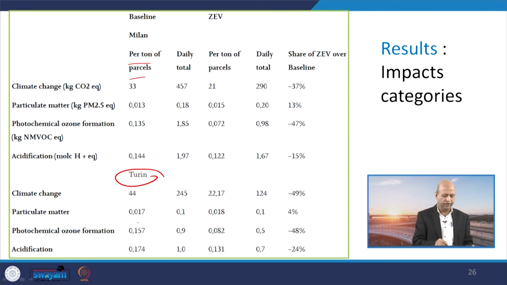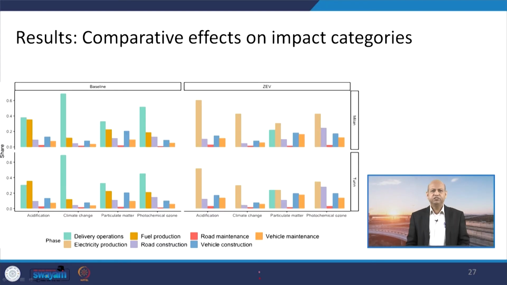For each city, all these potential indicators of climate change, acidification, ozone, particulate matter, all these things have been taken into account, to see how much reduction there is because of electric vehicle introduction, and whether there is some significant reduction or not. If we look at comparative effects on different categories of impacts, then there are some interesting insights from this particular case study.